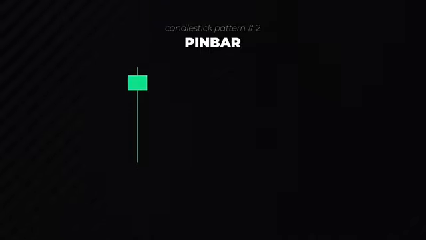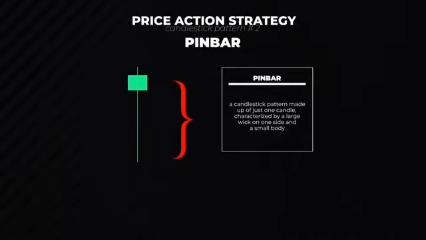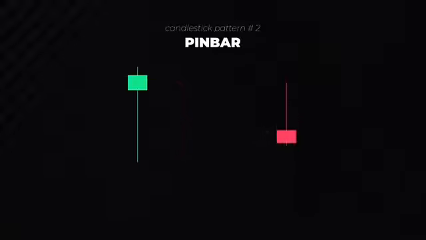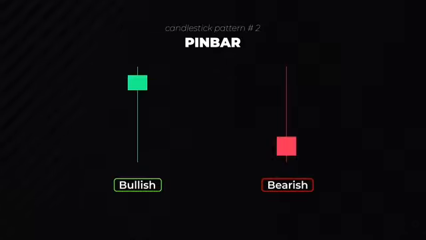Pattern number 2 is the pin bar. A pin bar is a candlestick pattern made up of just one candle, characterized by a large wick on one side and a small body. There are 2 types of pin bar patterns. A bullish pin bar is when the candle is green, with a longer wick on the bottom. And a bearish pin bar, which is when the candle is red, with a longer wick on the top.